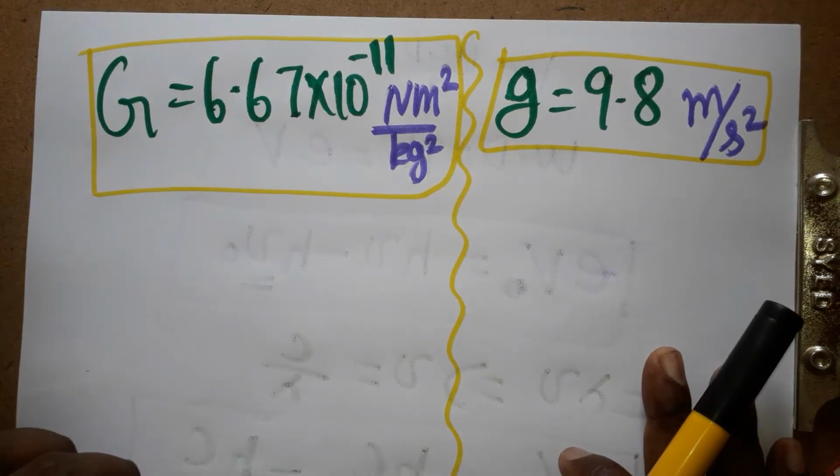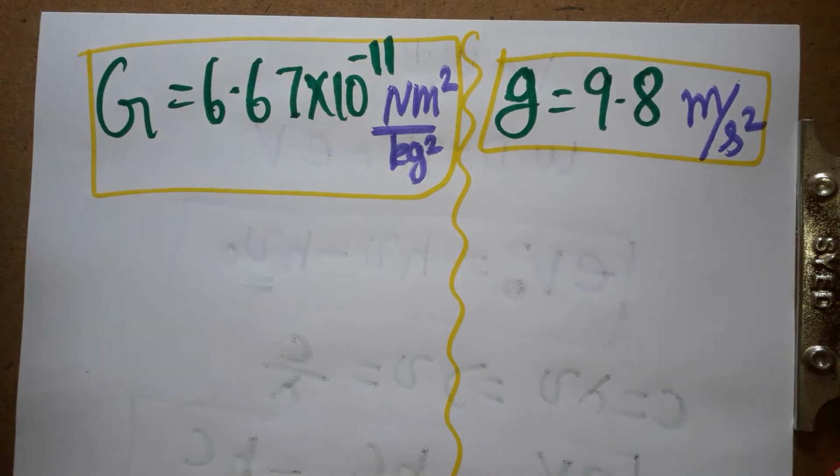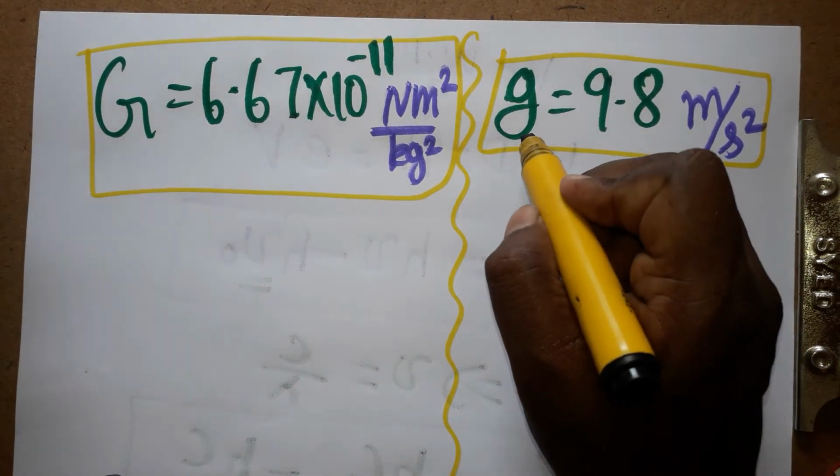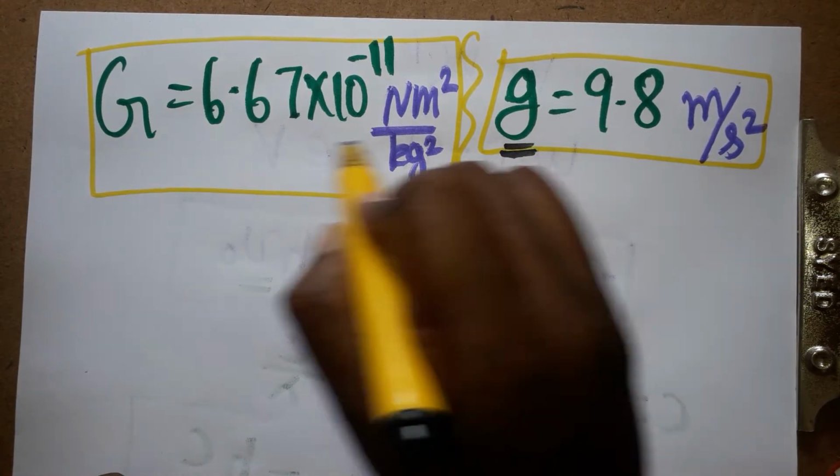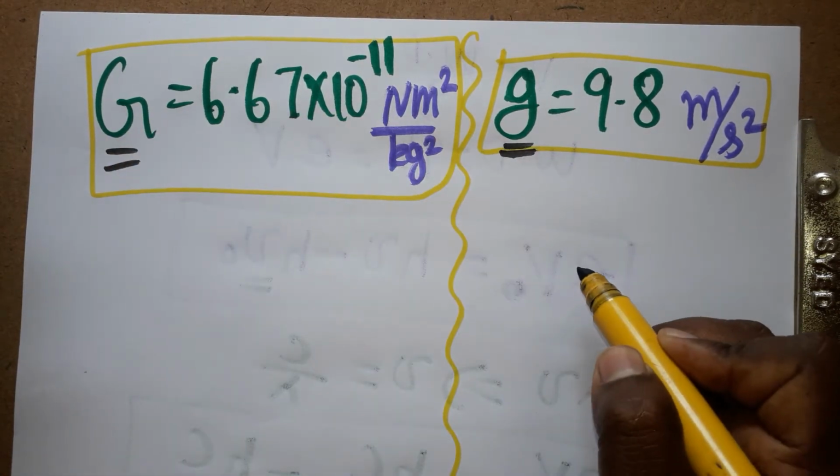Students, today we are going to learn the difference between small g and capital G. Small g, we are going to take as acceleration due to gravity. Capital G, we are going to take as the universal gravitation constant.